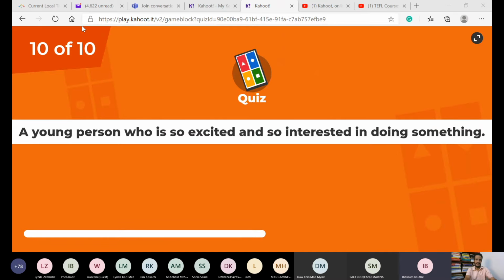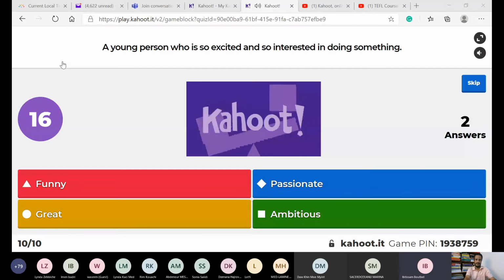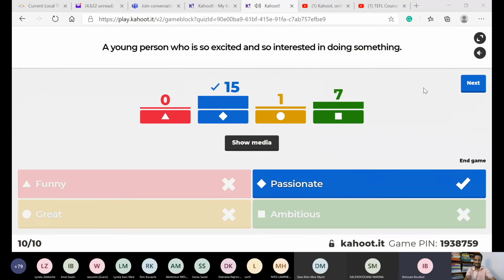The last question. The last one. Person who is so excited and so interested in doing something. Which of the four adjectives is the right answer? Great, so let's see now the winner. Yes, Jisam, what do you think? Who is the winner? Can you guess? Okay, we'll see. So let's see.